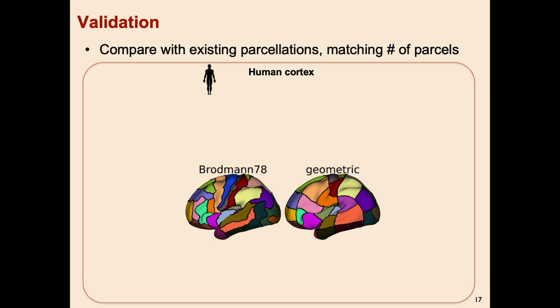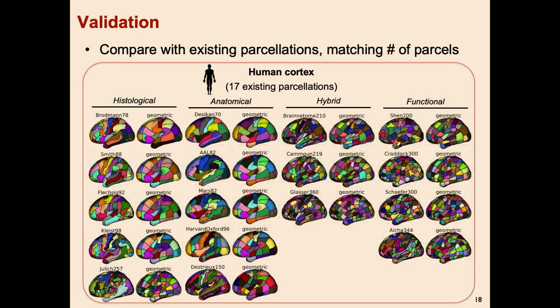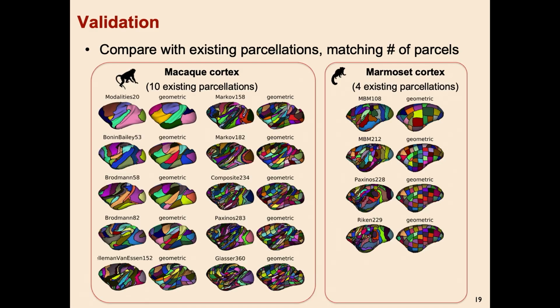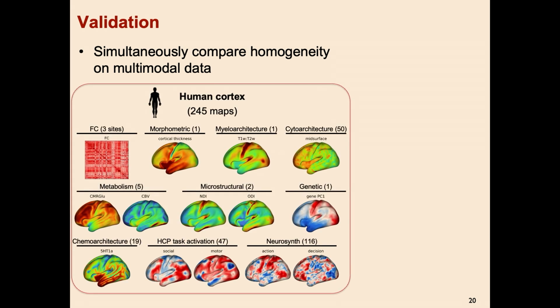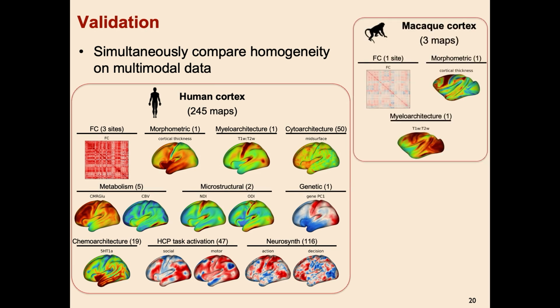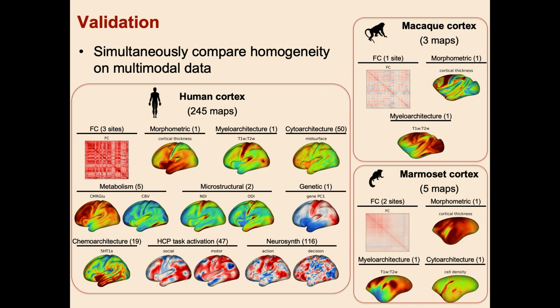But to be able to compare it comprehensively, we compare it to a lot more different parcellations existing in the human brain. And we also do that for the macaque and the marmosets. I grabbed as many of these parcellations as possible. And then we ask how homogeneous the regions are based on this geometric approach. So we use various data sets in the human brain, about 245 of those, and in macaques and marmosets as well, and we ask how homogeneous the parcellation is simultaneously. So it's not just functional homogeneity, but how homogeneous it is across all these different types of modalities.